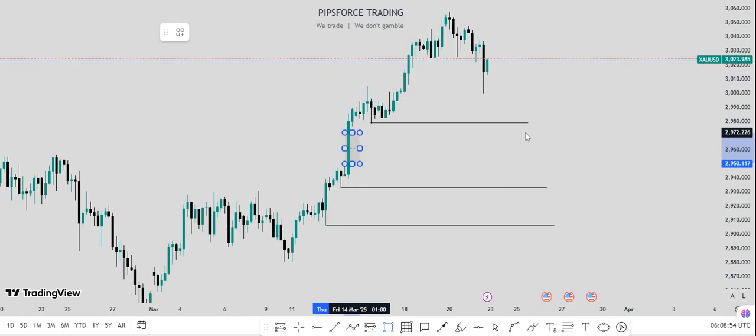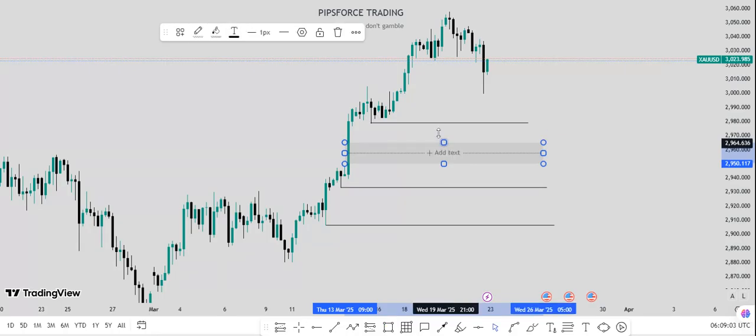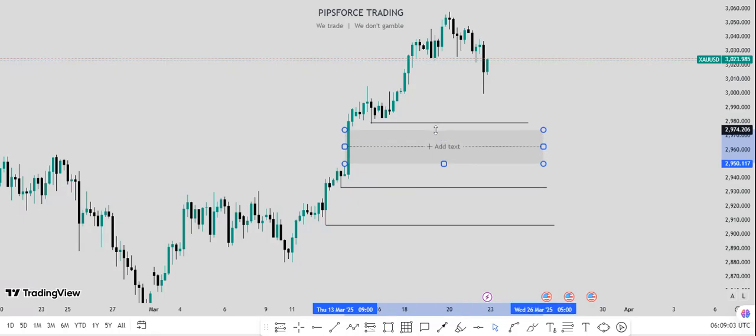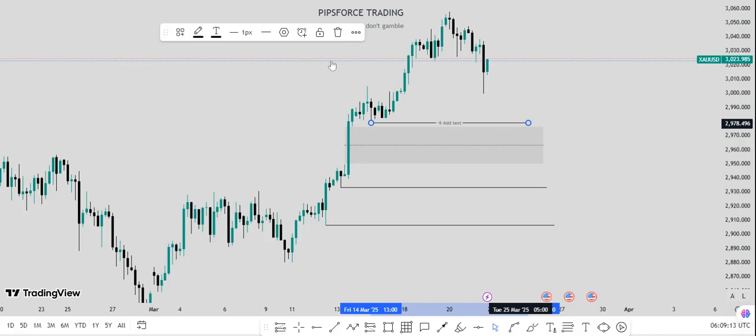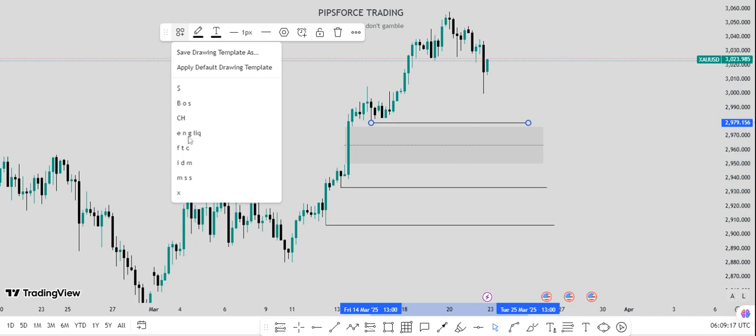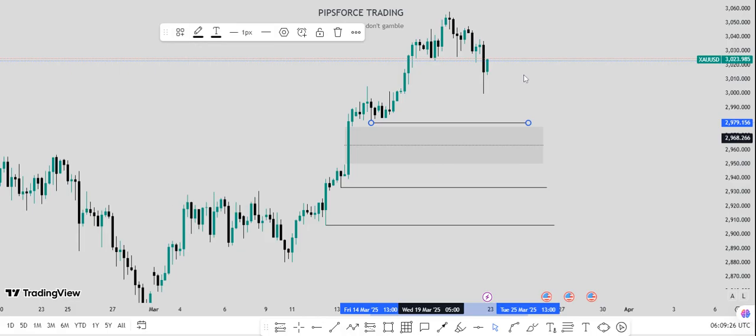So, which is our institutional reference point at this level. And in this fair value gap, this is where we are expecting price to trade into after grabbing this liquidity level here. If price takes this liquidity, we look to see price get into the fair value gap, which is our institutional reference point, to give us a continuation to the upside.